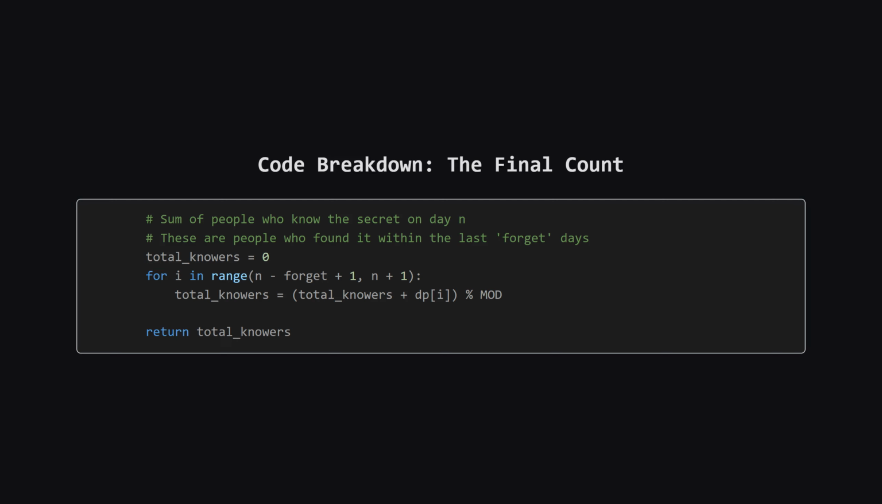After our main loop finishes, the DP array is filled out. It tells us how many new people learned the secret on every single day. To get the final answer, we just need to sum up everyone who hasn't forgotten by day n. These are the people who learned the secret sometime in the last forget number of days. So we loop through that final window in our DP array, sum up the values, and that's our answer.